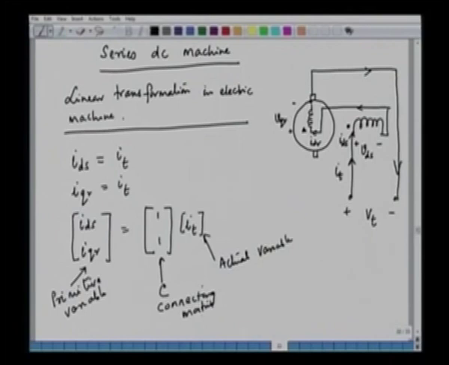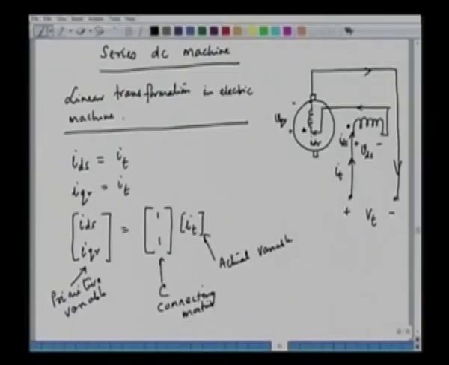So you know that what we are trying to do, we are relating the actual variable with the primitive variable by a linear transformation. That is the meaning of linear transformation. And this 1 1 is not a nonlinear transformation, it is a linear transformation which relates the actual variable with the primitive variables. Now this is about the current. What about the voltage? Now let us see the voltage here.